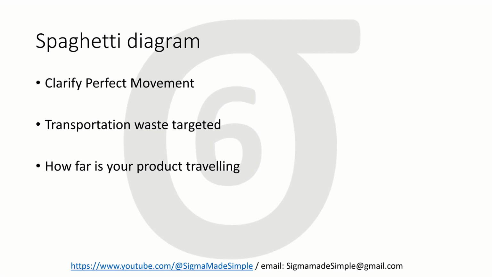A spaghetti diagram will clarify the perfect movement. Things like waiting, motion, and transportation waste are targeted by showing you how the product travels to, through, and from your facility, mostly within your facility. That's what you have the most control over. It's going to show you how far your product travels and how you can minimize that travel waste.